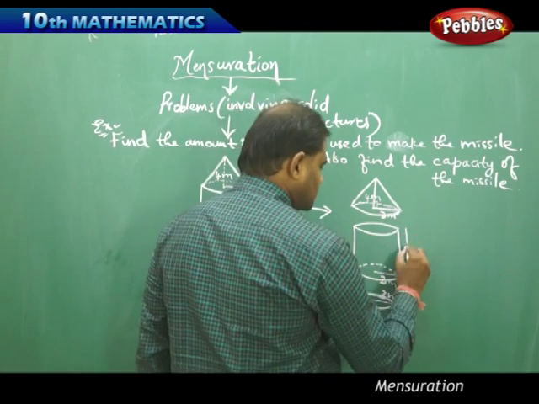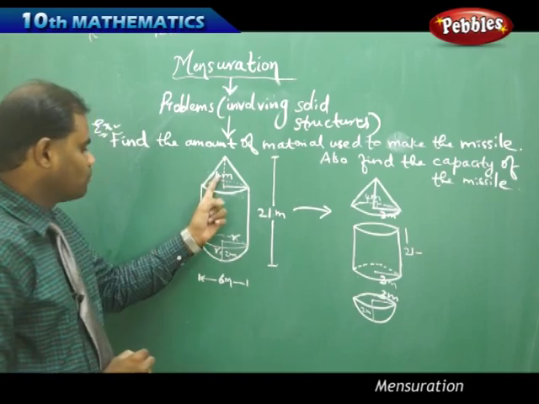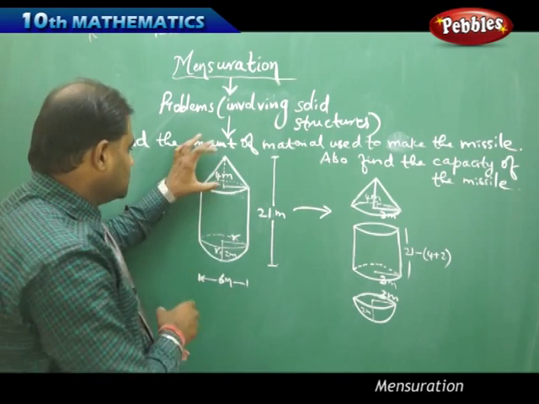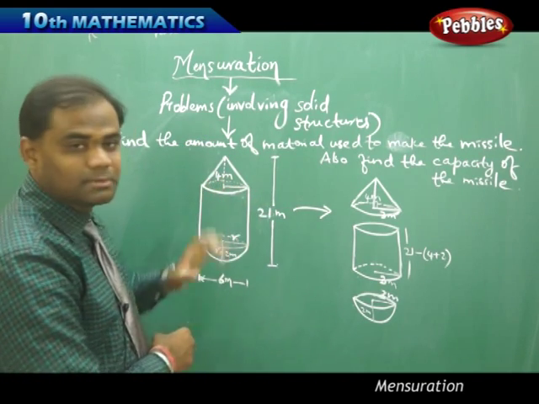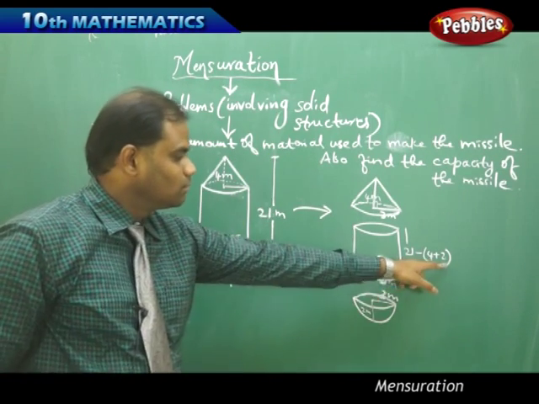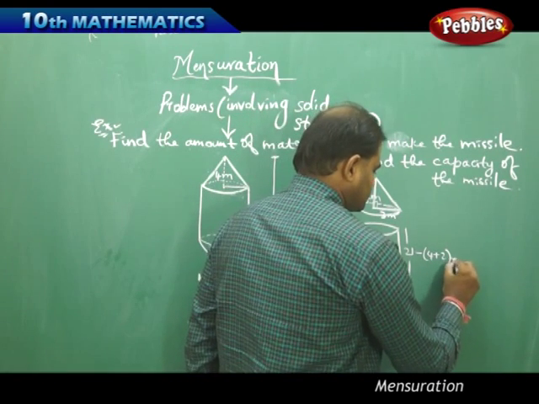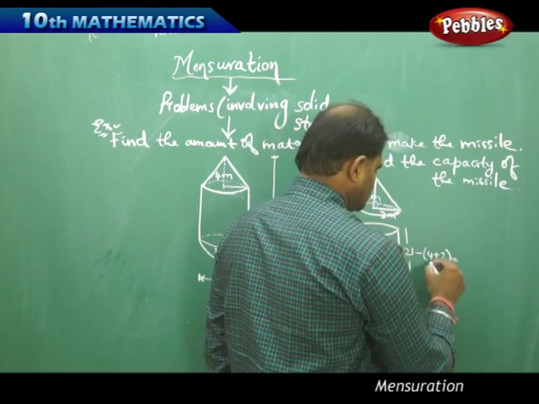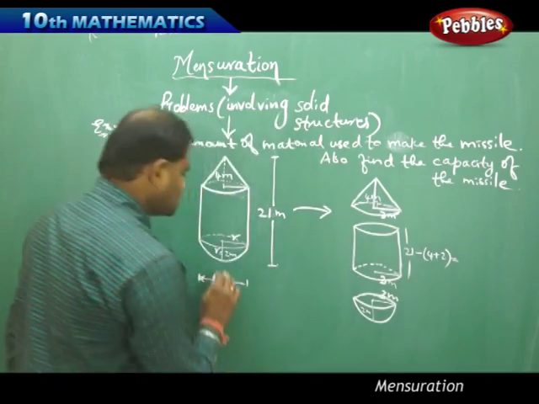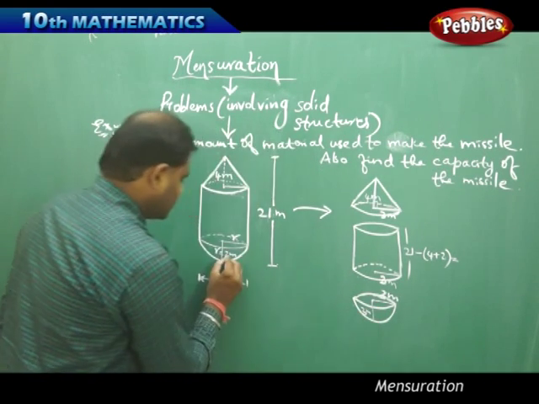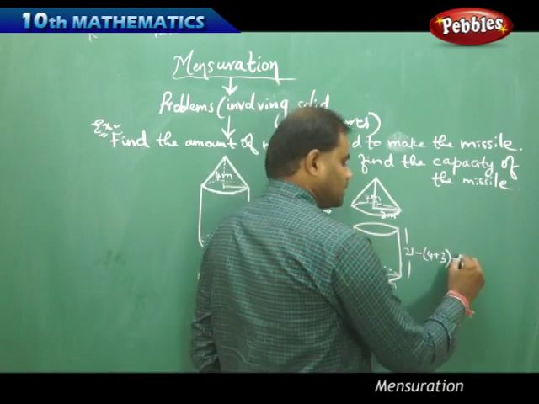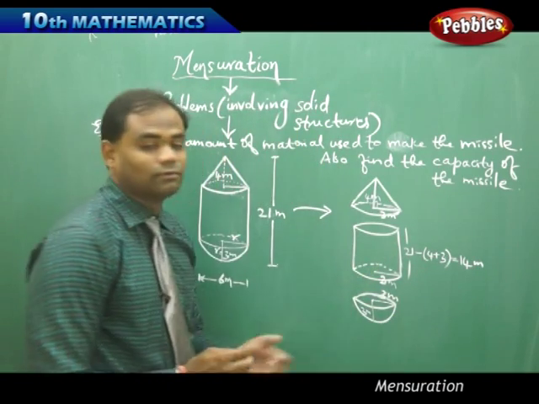Therefore, the height of the cylinder is 21 minus 4 plus 2. This added with this and subtracted from 21 gives me the height of the cylinder. Therefore, 21 minus 4 plus 2 gives me 21 minus 6. Oh, the radius is 3, it's not 2. The radius is 3. Therefore, 21 minus 4 plus 3, which is 21 minus 7, and that is 14 meters, is the height of the cylinder.